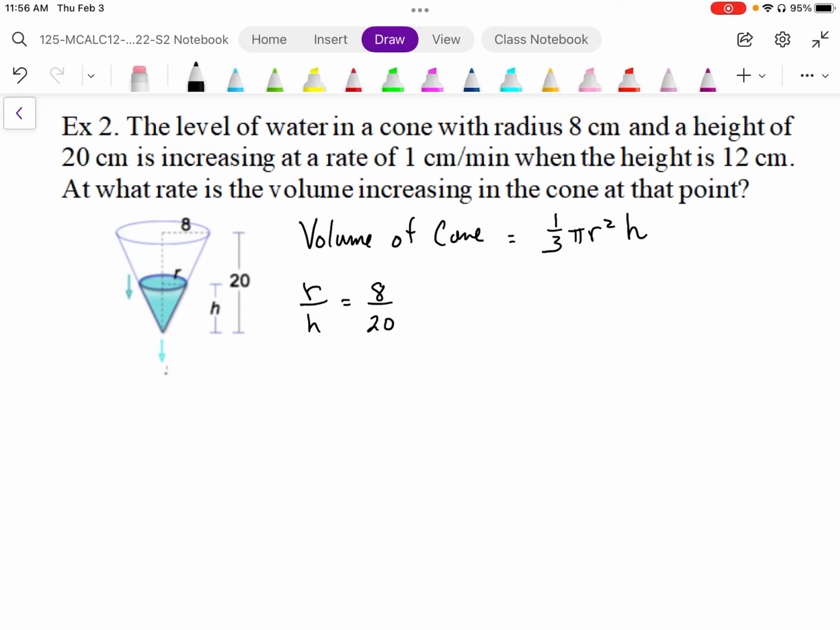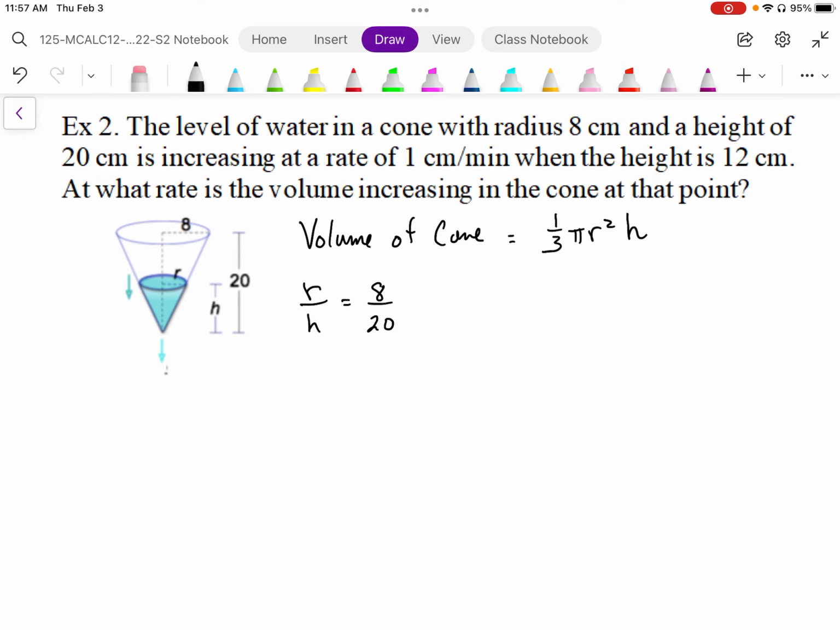The level of water in a cone of radius 8 centimeters and height of 20 centimeters. So I've drawn the cone over here to the left. The height is increasing at a rate of 1 centimeter per minute. So the height is increasing here. And at the time when the height is 12 centimeters, we want to know the rate at which the volume is increasing in the cone at that point.